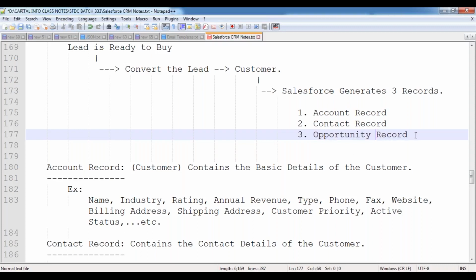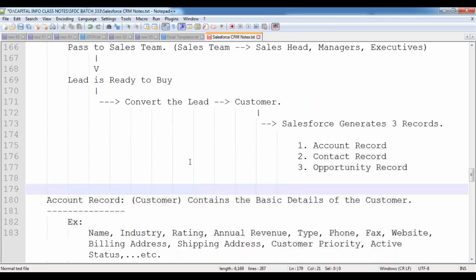That means what products the customer has purchased, what quantity he has purchased, and what revenue we have generated, that means the bill amount. The whole information is represented by the opportunity record. So these are the 3 records generated by Salesforce. Now, for example, assume that I am a person purchasing a laptop from Dell. Whenever I purchase a laptop by investing some 30,000 rupees, definitely I'm going to expect some assurance, right?